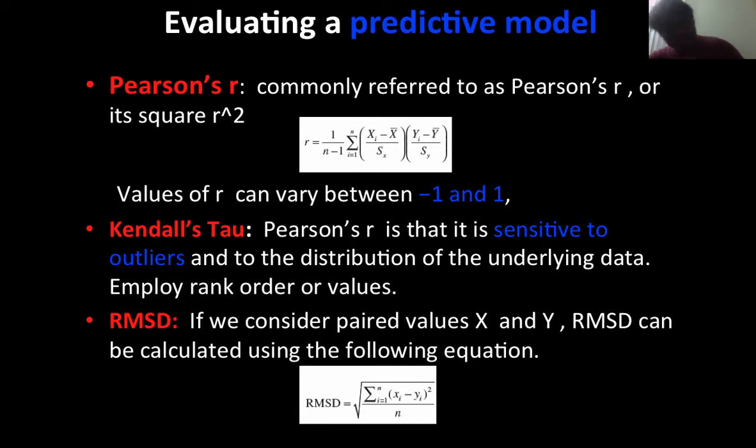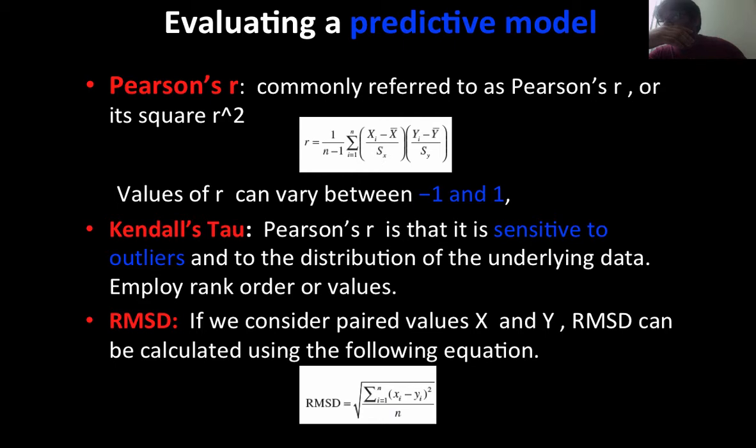Coming to the evaluation of a predictive model, we normally use Pearson's R, the Kendall Tau, and the RMSD. Pearson's R is the correlation coefficient, or the square of it, and the value can range between -1 and 1, with a value of 1 indicating a perfect linear correlation, -1 showing inverse linear correlation, and 0 indicating absence of correlation.